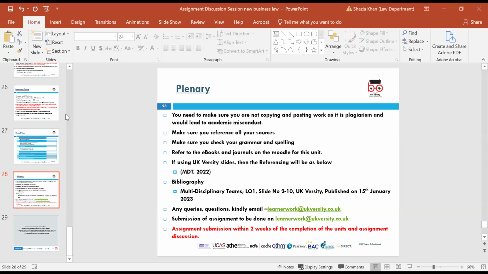If using UK Varsity slides, then the referencing will be as below: MDT 2022. In the bibliography, that is, in the text, in the bibliography, you would write Multidisciplinary Teams, learning outcome 1, slide number 2 to 10, UK Varsity, published on 15th January 2023, and that's the full citation. Okay, that needs to go in the bibliography, not in the main text.